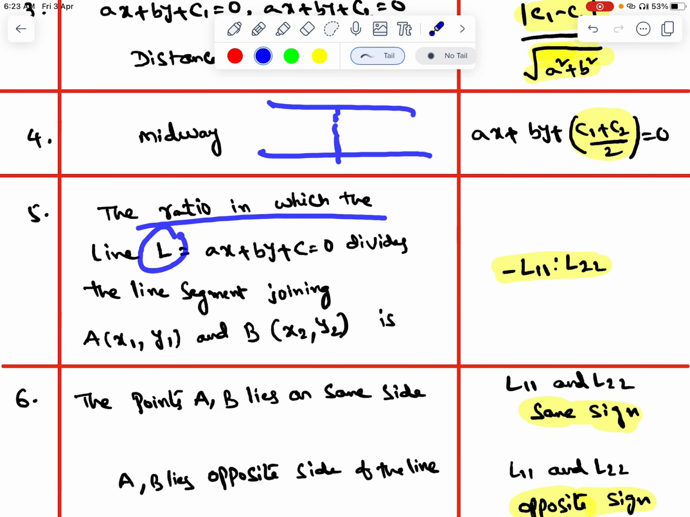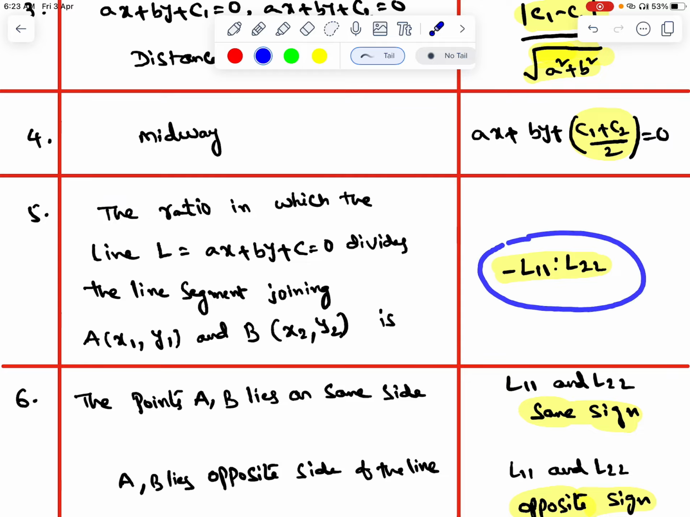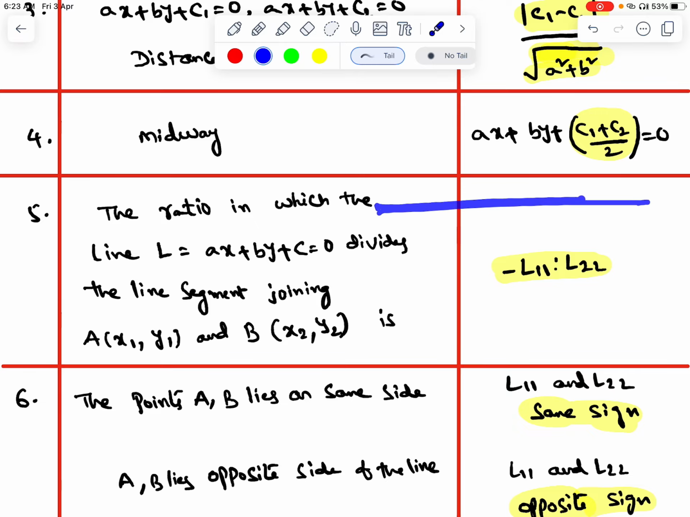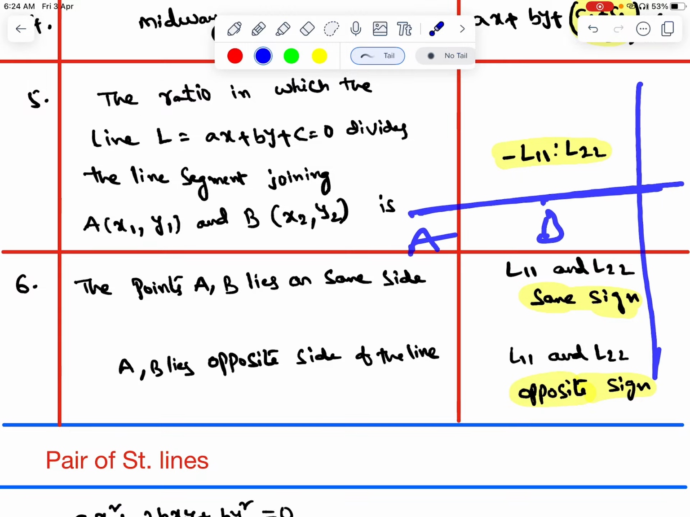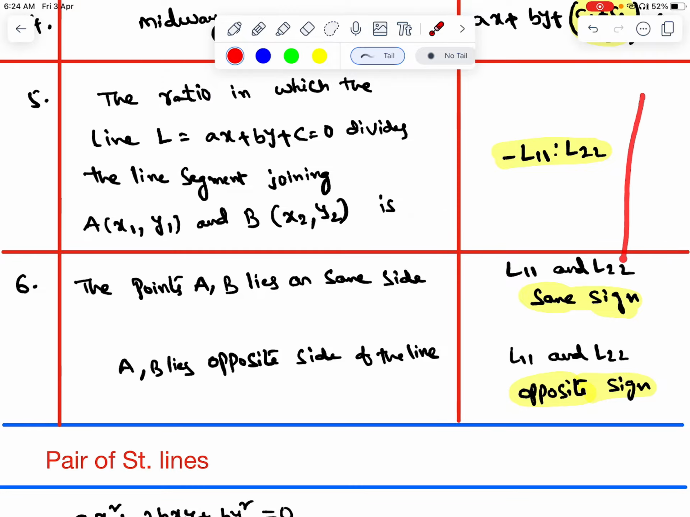The ratio in which the line L, ax plus by plus c equal to 0, divides the line segment joining 2 points. The ratio is equal to minus L11 is to L22. This is the line, and here 2 points are dividing. The points A and B lie on the same side. L11 and L22 have the same side. Suppose this is the line. The points lie on the same side. It means they are on the same side.